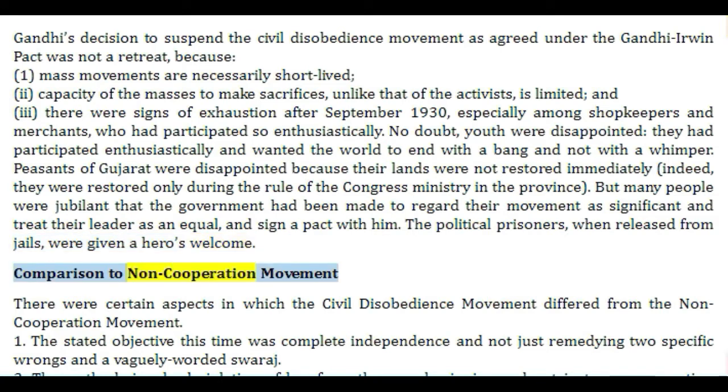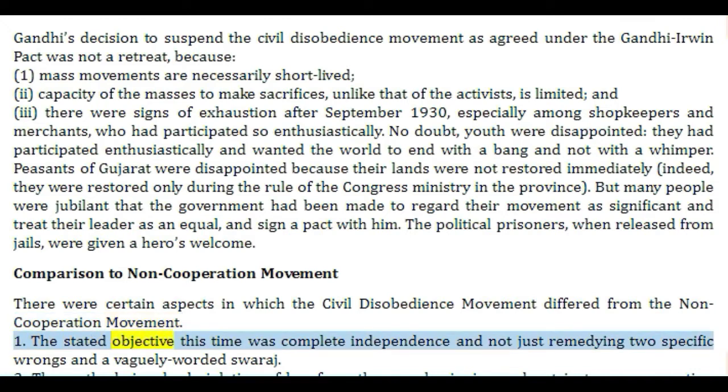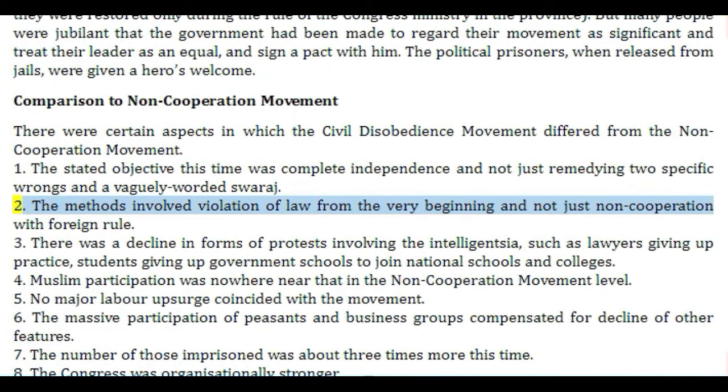Comparison to non-cooperation movement. There were certain aspects in which the civil disobedience movement differed from the non-cooperation movement. 1. The stated objective this time was complete independence, and not just remedying specific wrongs and a vaguely worded Swaraj. 2. The methods involved violation of law from the very beginning and not just non-cooperation with foreign rule.